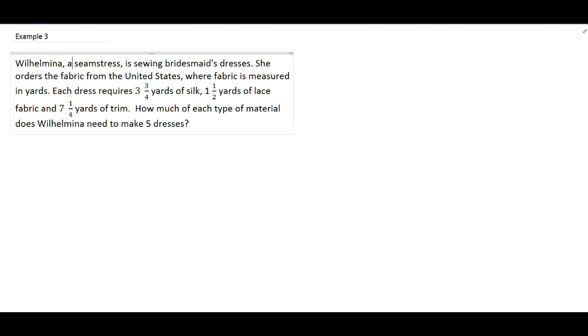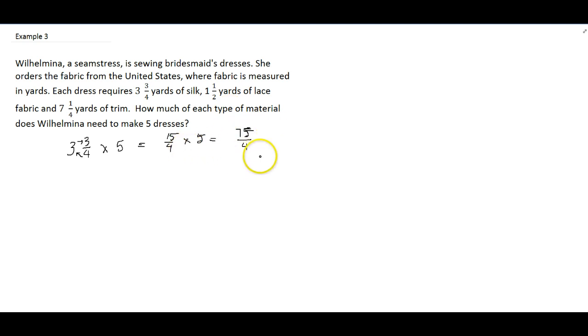So we know that she needs 3 3/4 yards times 5. So the easiest way to multiply our fractions, mixed numbers, is to convert it into an improper fraction. So we take 4 times 3, which gives us 12, and then we add 3, which gives us 15. So we have 15 over 4 times 5. 15 over 4 times 5 gives us 75 over 4.